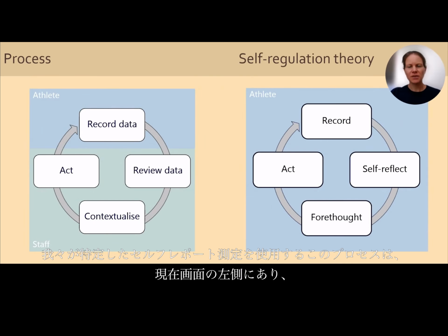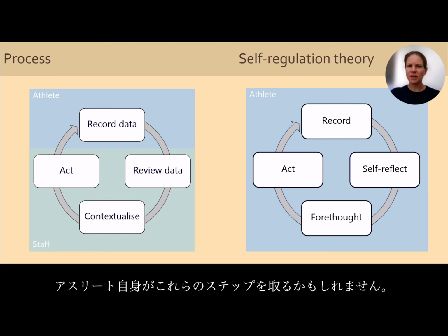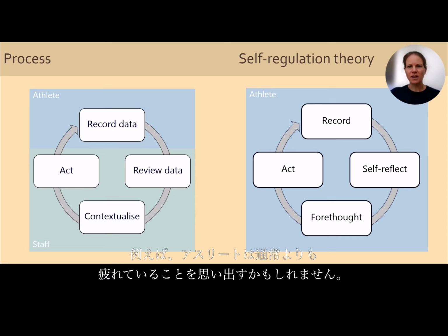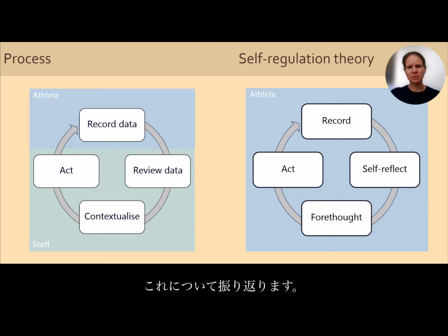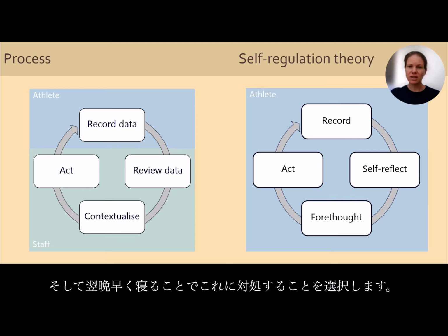And this cyclical process repeats. This process of using a self-report measure, which is now on the left of the screen, has similarities with self-regulation theory on the right. But instead of requiring staff to review, contextualize, and decide on any actions, the athlete may take these steps themselves. For example, an athlete may record that they are more fatigued than normal, reflect on this, acknowledge that they have been staying up too late on their phone, then choose to act on this by going to bed earlier the next night.